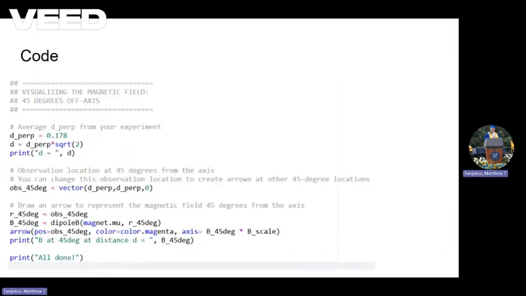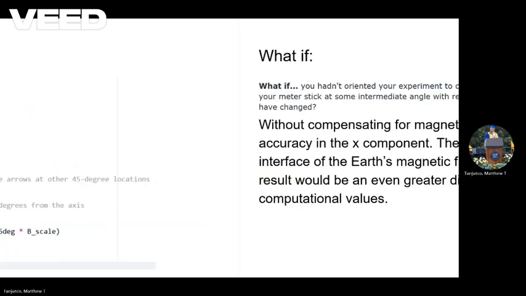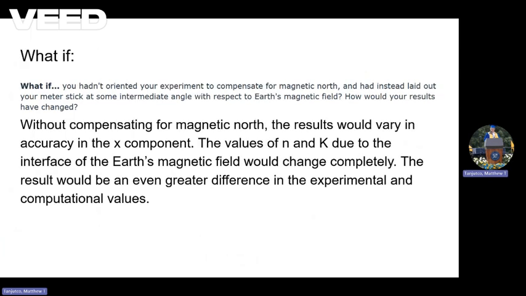And lastly, the code used to calculate d perp and r 45 degrees, magnetic field 45 degrees, etc., and drawing those vectors. So what if you have oriented your experiment to compensate for magnetic north? What if you hadn't done that? Well, without compensating for magnetic north, the results would vary in accuracy. In the x component, values of n and k, due to the interference of the Earth's magnetic field, would change completely. There would be an even greater difference between experimental and computational values.